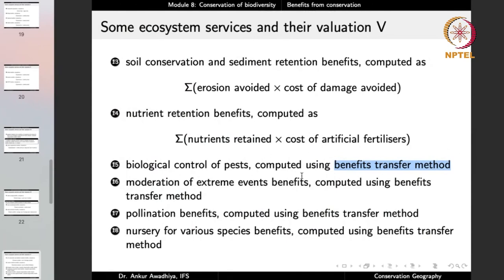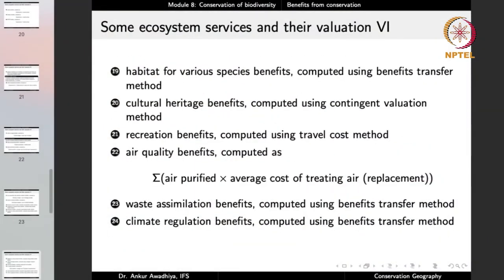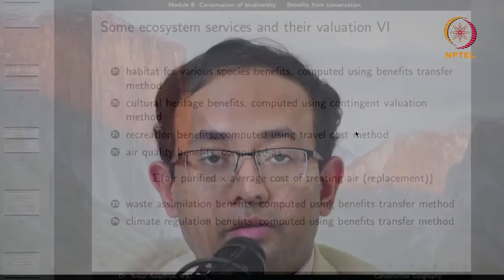Similarly, we can use the benefits transfer method for computation of things like moderation of extreme events or pollination benefits, or the benefits because the forests are also acting as a nursery for various species, especially those species that are rare and endangered. So probably sometime in the future, we may require these rare and endangered species, say for their medicinal purposes. So what is the benefit that the forests are providing just by acting as a nursery for these plants can also be computed using the benefits transfer method. We can also use it for habitat benefits for various species. The cultural heritage benefits can be computed using the contingent valuation method.